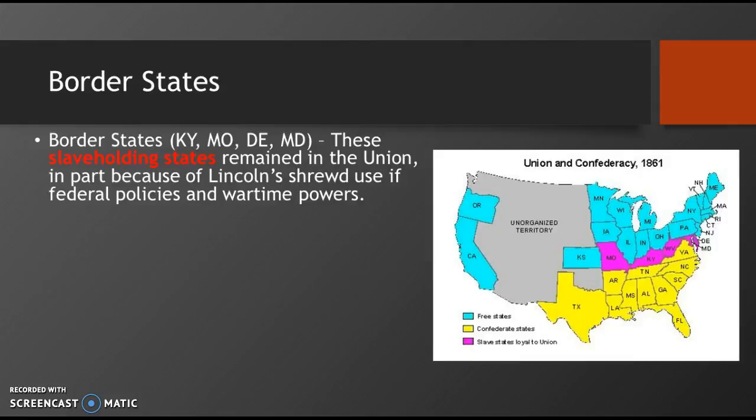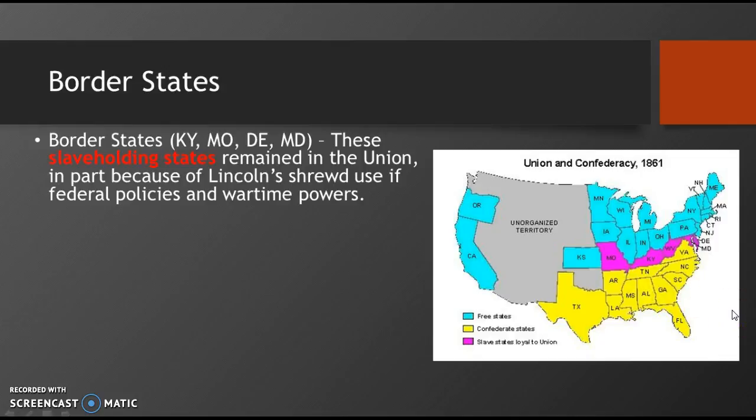Before we get into the battles themselves, let's talk about the border states real quickly. Not every slaveholding state actually ended up seceding from the United States. There were 4 of them: Kentucky, Missouri, Delaware, and Maryland. Basically, these colors here, the purplish-pink color, you can see they create a border between the Union up north and the Confederacy down south. That's why they're called the border states.